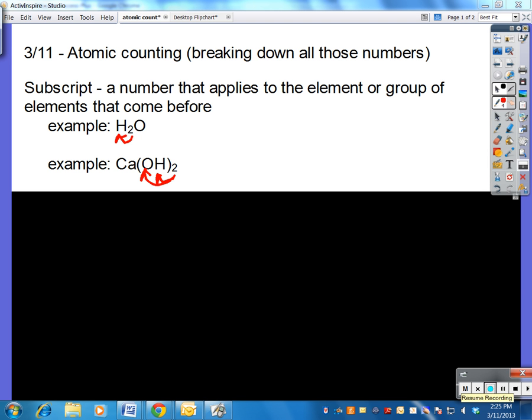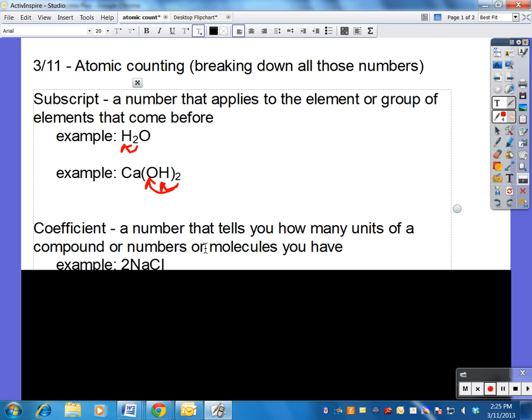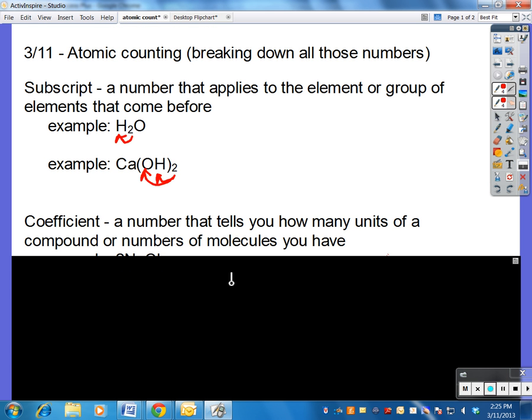The second number that you need to be aware of is what's called a coefficient. So a coefficient is a number that tells you how many units of a compound or numbers of molecules you have. It's actually a typo. Let's switch that. That should say of molecules you have. Okay. And so a coefficient is really a number that tells you how many of something you have. If I say I have 2 cars, then the coefficient is the number 2. So if I say I have 2 molecules of sugar, the coefficient is the number 2.